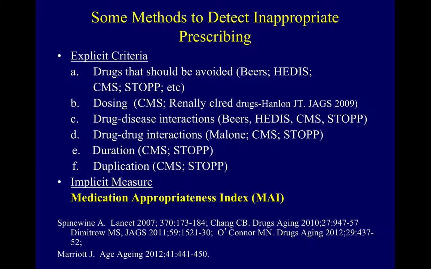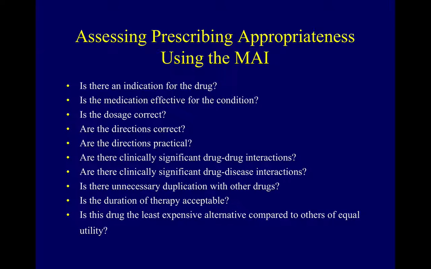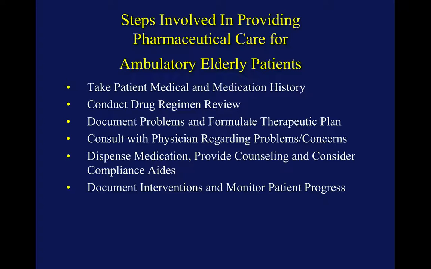As I mentioned in a prior talk, implicit criteria is another option where you ask things such as: is there an indication? Is the medication effective? Is the dosage correct? Are the directions correct? Are the directions practical? Are there clinically significant drug-drug interactions or drug-disease interactions? This is a great way to do it. It takes a lot more time. When you're doing MTMs and you have access to the charts, this is a great tool to use. But if you don't have this tool, like I said, the explicit criteria is at least a start.